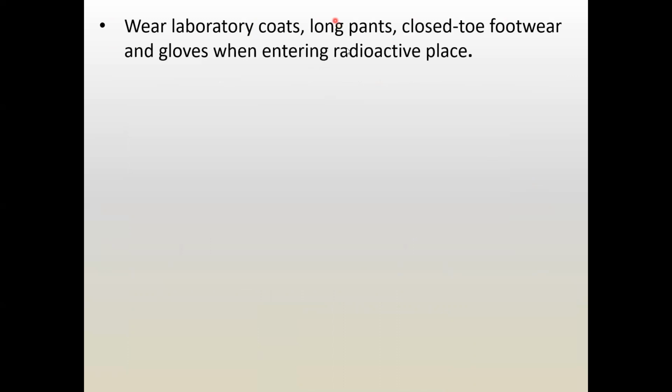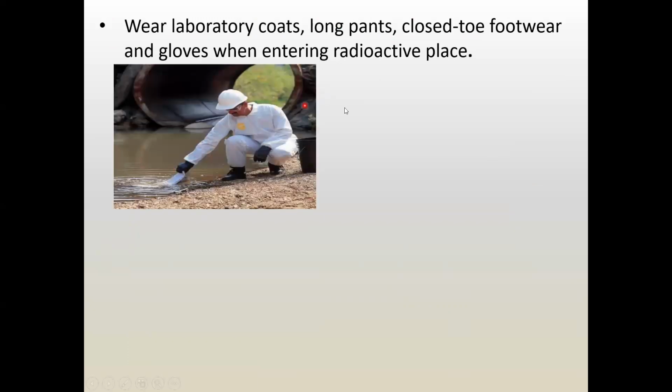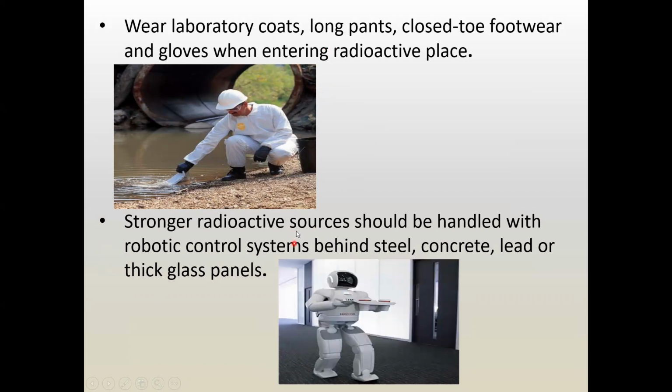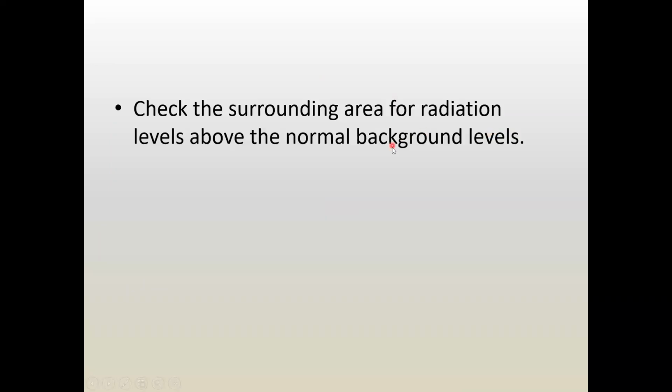Then wear a lab coat, long pants, closed footwear, and gloves when entering a radioactive place. And a strong radioactive source should be handled with robotic control. Because if we handle a very strong radioactive source directly, a person is exposed, which will be harmful. So in that case, we should use robotic control to hold the radioactive source. And always check the surrounding area for radiation level.